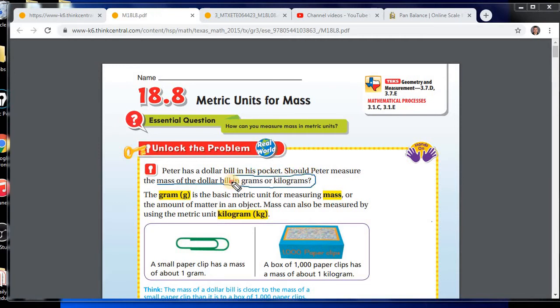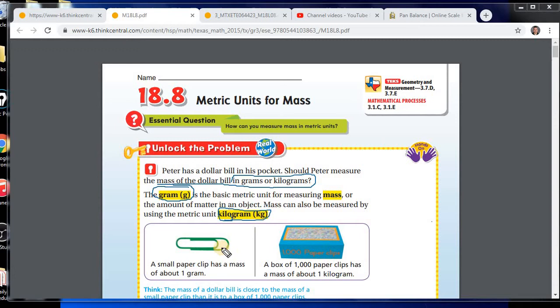So first you need to know what a gram is. A gram is the basic metric unit for measuring mass, or the amount of matter in an object. Mass can also be measured using the metric unit of kilogram. Now I'm going to give you a quick rundown. You would need 1,000 grams to make 1 kilogram. And that's what you have to visualize.